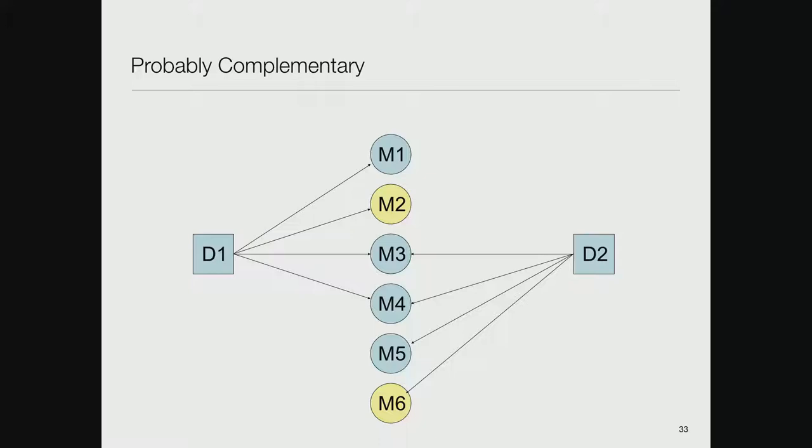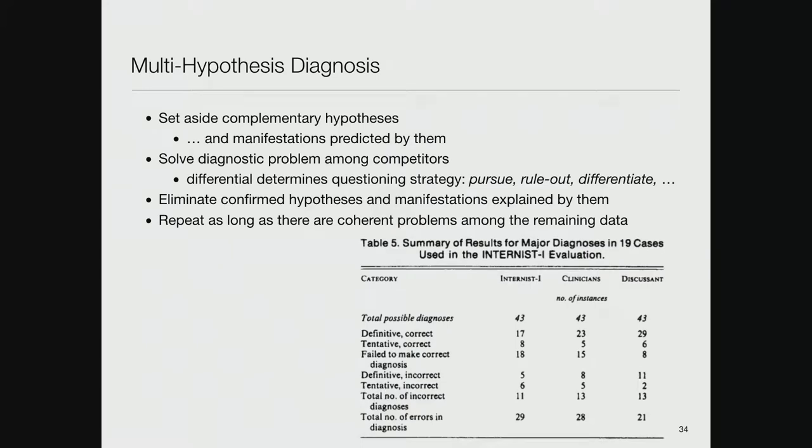So what Internist had was this interesting heuristic, which said that when you get that complementary situation, you form a differential around the top-ranked hypothesis. In other words, you retain all those diseases that compete with that hypothesis. And that defines a subproblem that looks like the acute renal failure problem, because now you have one set of factors that you're trying to explain by one disease, and you set aside all of the other manifestations and all of the other diseases that are potentially complementary, and you don't worry about them for the moment. You just focus on this cluster of things that are competitors to explain some subset of the manifestations.